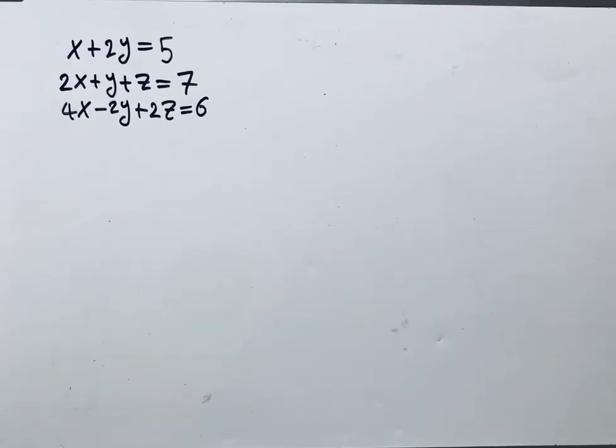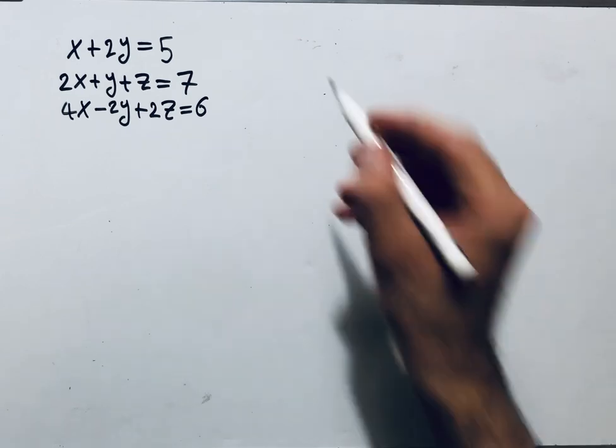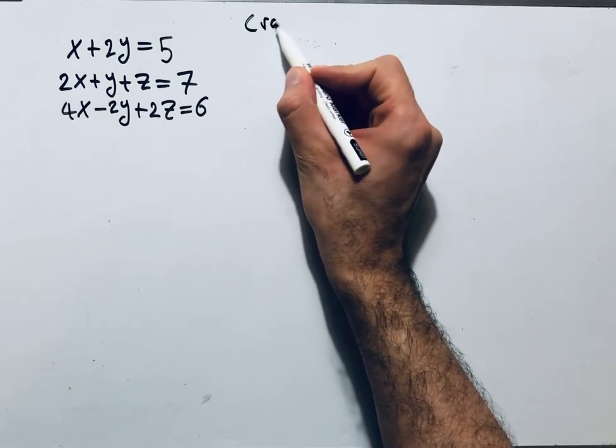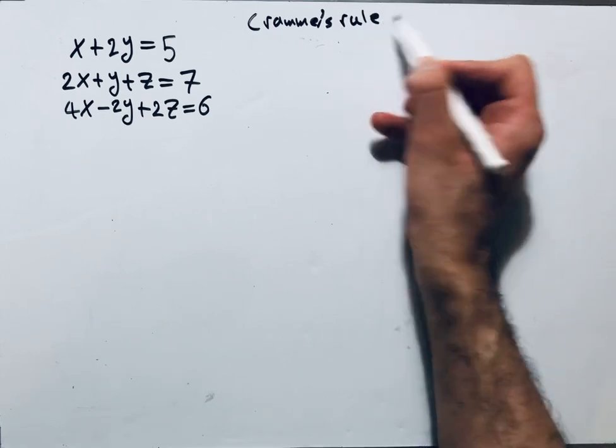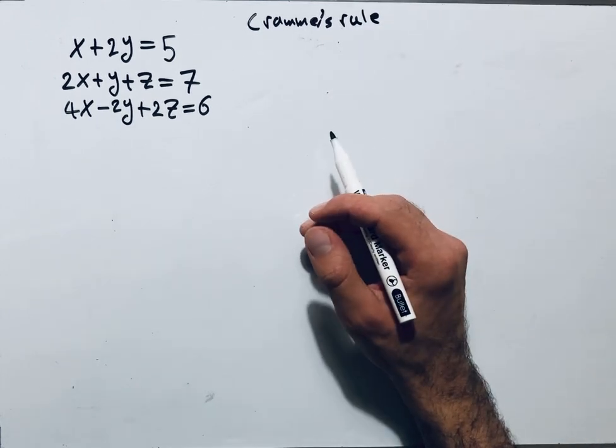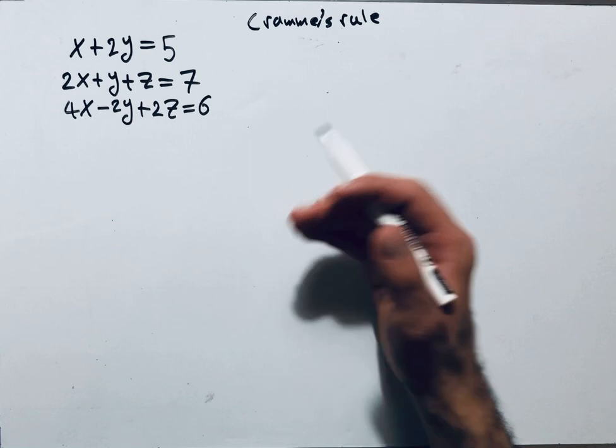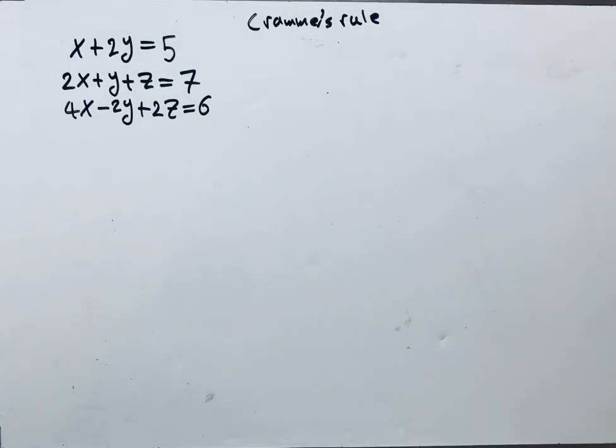Hello everyone, in this video we're going to be talking about a way that you can solve linear systems, especially 3x3s, in a very quick and efficient way. The rule is called Cramer's rule. It depends on the determinant of matrices. We're going to be using determinants.